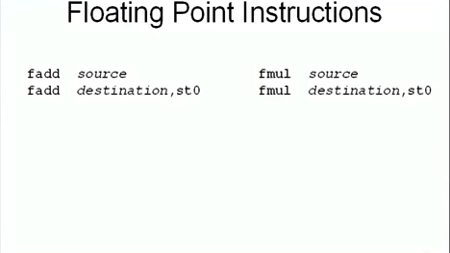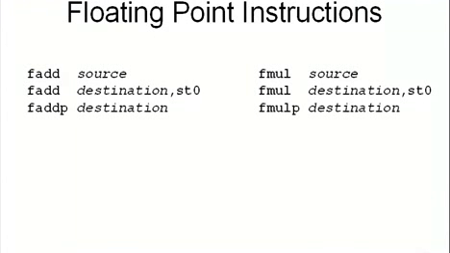The sets of instructions for addition and multiplication are analogous to one another. This form adds or multiplies a number from the source into the ST0 register. This form adds or multiplies the contents of ST0 into the destination. In any of these cases, the source or destination can be a location in memory, or it can be another register. These forms ending with P add or multiply ST0 into the destination, then pop ST0 off the stack. This form converts an integer to a floating point number and adds it to the ST0 register.